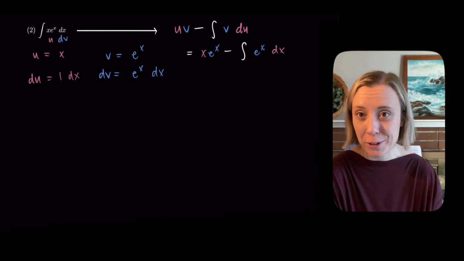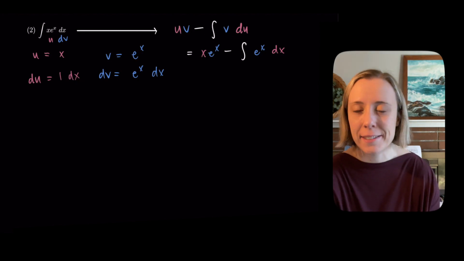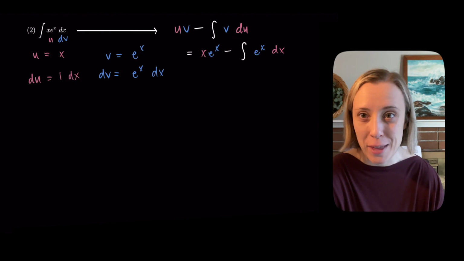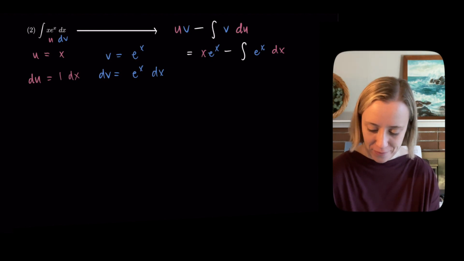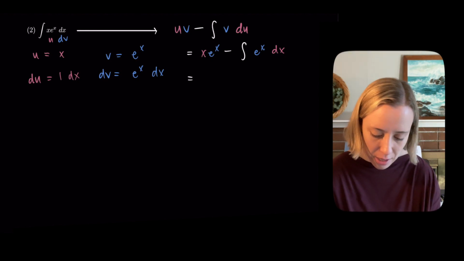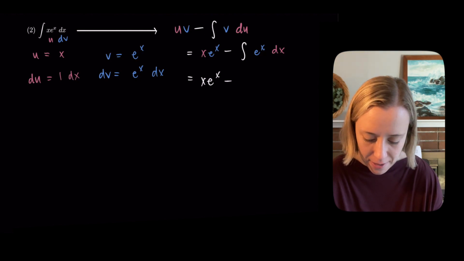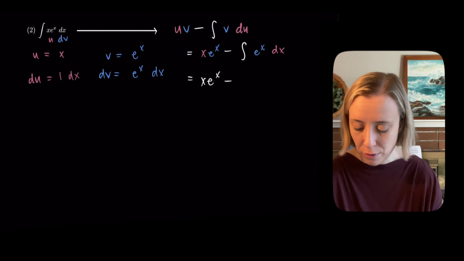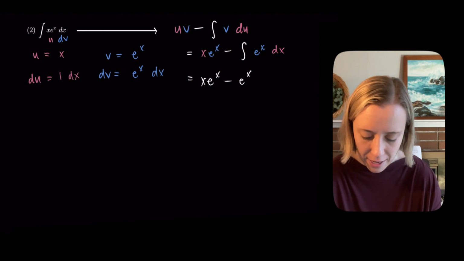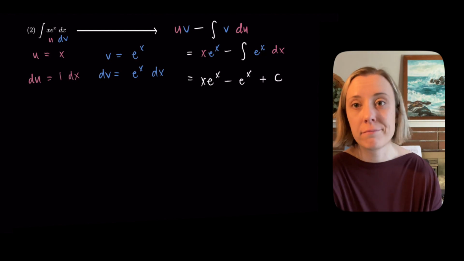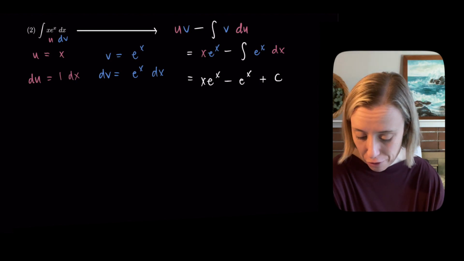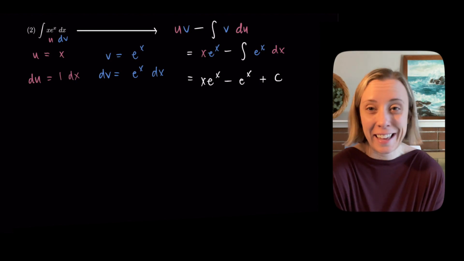So I look at that new integral. That new integral is just e to the x. Beautiful, I love that. I know how to do that. I've already done that in this problem actually. So okay, we're almost there. Let's just solve this. I'm left with x e to the x on the outside, and then we subtract this integral, which is just e to the x, and we put on our plus c, and we're done. So that worked great, I think.